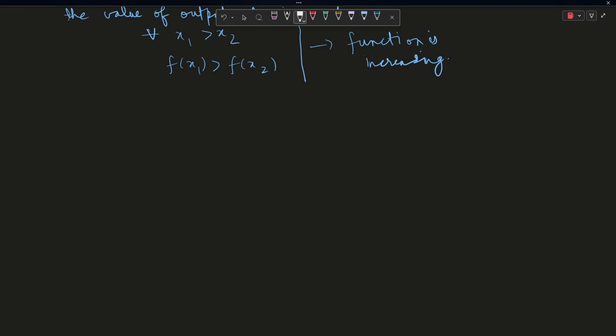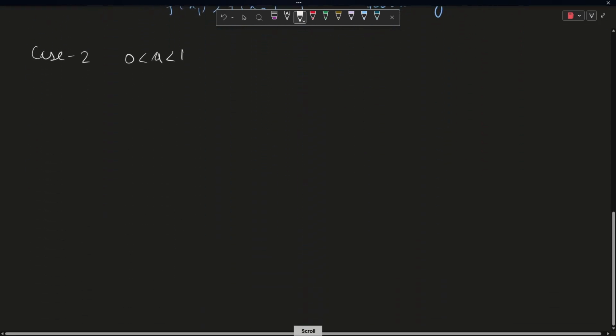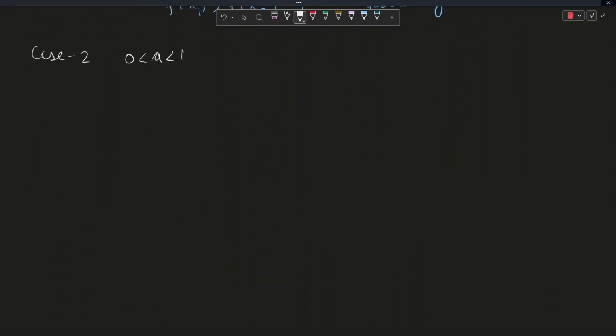Now we need to take case 2. For case 2, the value of a must lie between 0 and 1. If the value of a lies between 0 and 1, then what will be the scenario? To understand it, let's take some examples. For example, I'm taking 1 by 2 to the power x, or I can take 1 by 3 to the power x, and so on. Any example that you want to take, you can take and draw the graph.